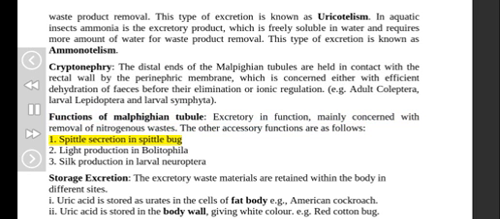1. Spittle secretion in spittle bug. 2. Light production in Boletophila. 3. Silk production in larval Neuroptera.